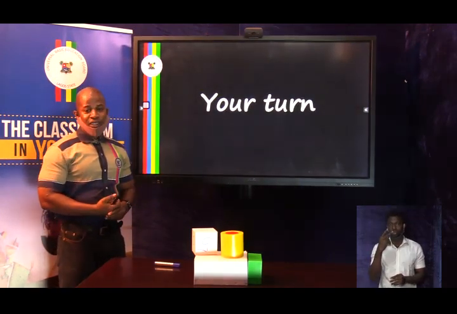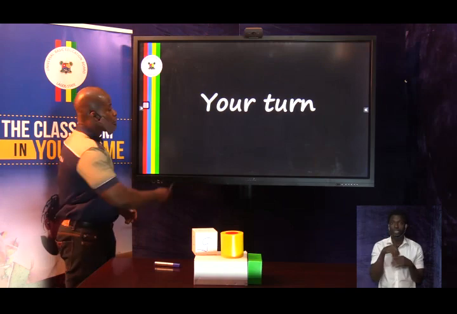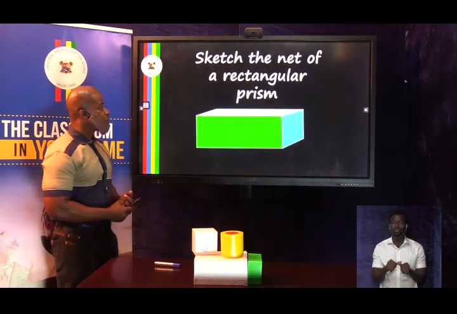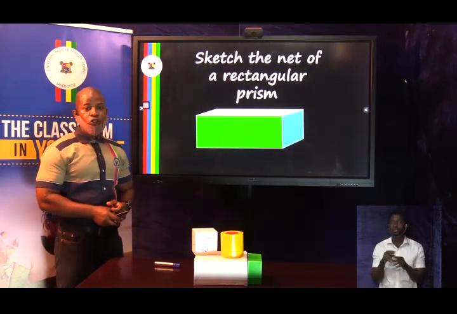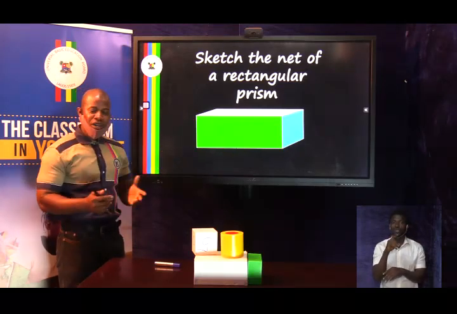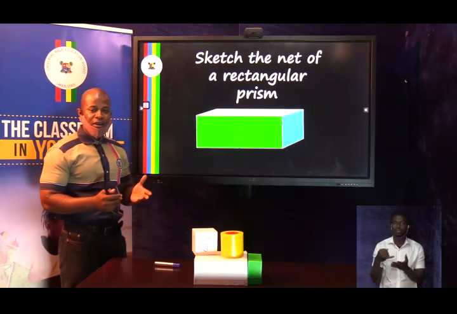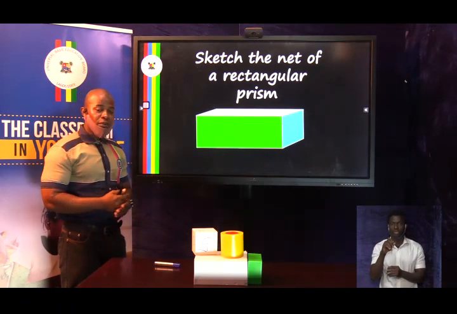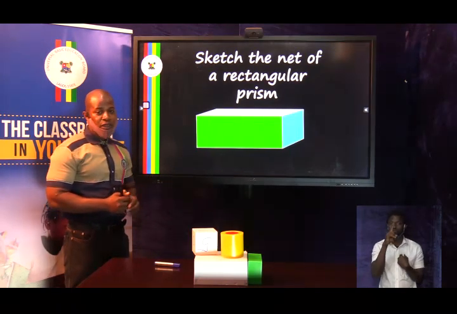Let's assess your understanding of what you have learned so far. This is a rectangular prism. It's also called a cuboid. I want you to make a sketch of what you think the net will look like, and I'll be right back. You have 1 minute. Begin.